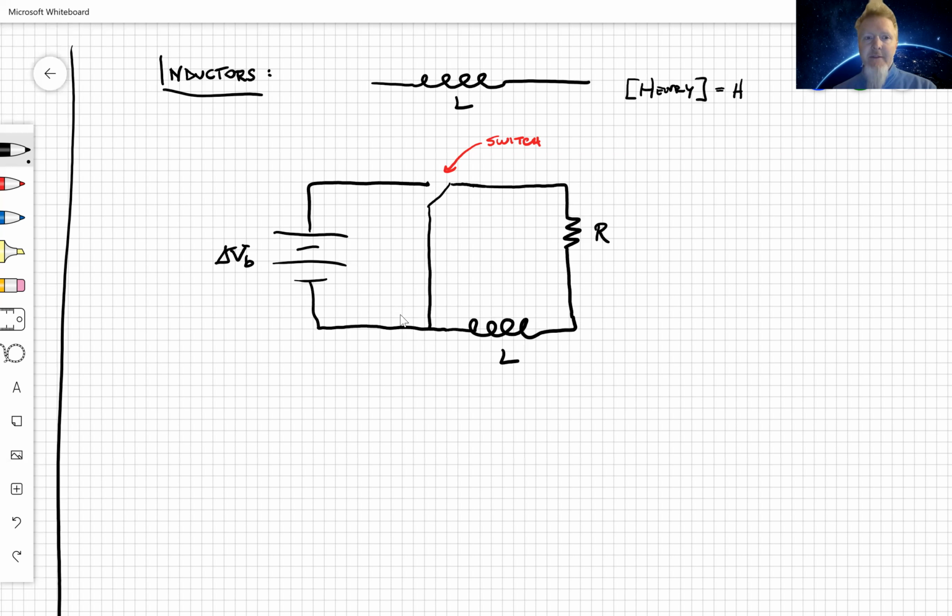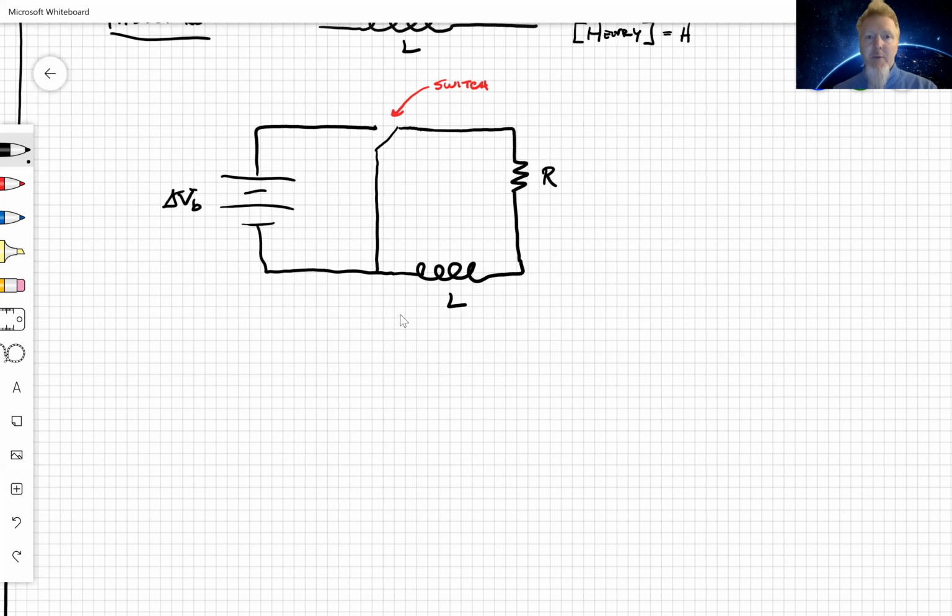Let's take a look at the behavior of this circuit now that I've thrown the switch to this position. The inductor is attempting to maintain this current.